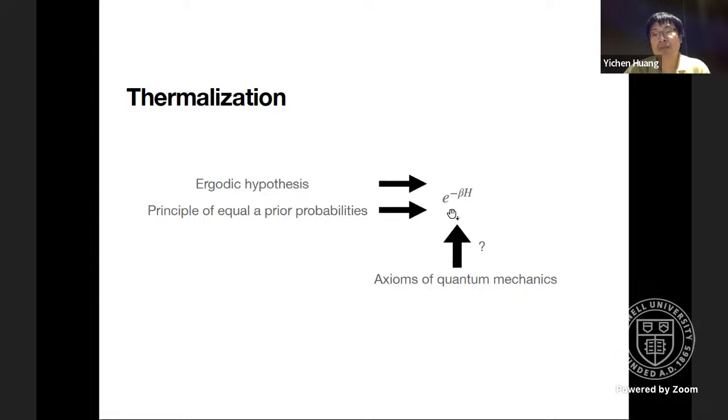In particular, we know that thermalization is a very tricky statement because not all systems thermalize. So it is important to understand it beyond this hypothesis, without using this hypothesis. For instance, whether we can derive thermalization directly from the more fundamental laws of nature. In particular, whether we can derive e^(-βH) just from the axioms of quantum mechanics without adding additional assumptions. This is a question that we would like to address today.